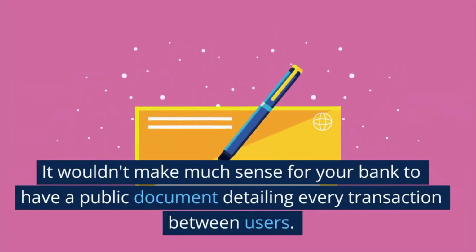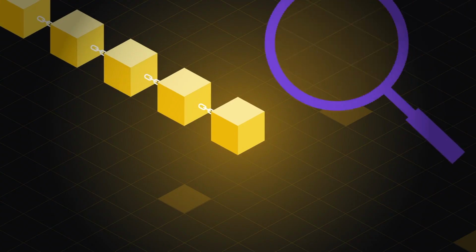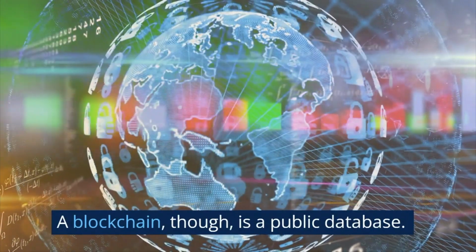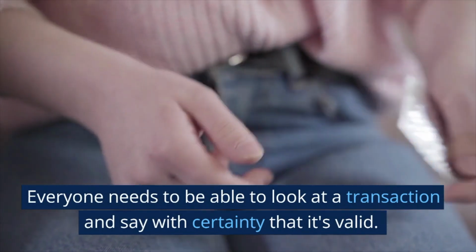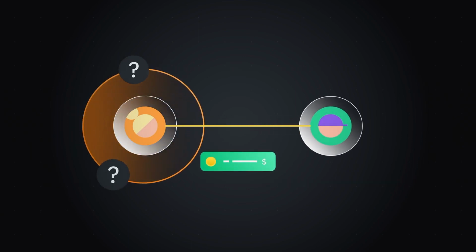It wouldn't make much sense for your bank to have a public document detailing every transaction between users. Due to their centralized client-server model, they can validate transactions in private. The blockchain, though, is a public database. Everyone needs to be able to look at a transaction and say with certainty that it's valid. If someone adds data that says Alice gives 50,000 coins to Bob, how can we tell that Alice actually authorized the transaction? Who's to say that Bob didn't just add it himself?